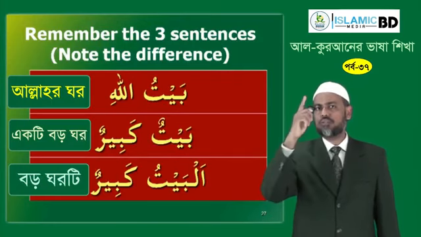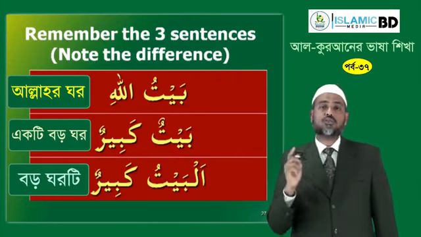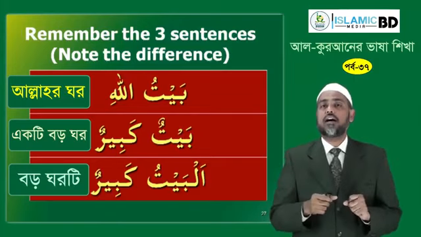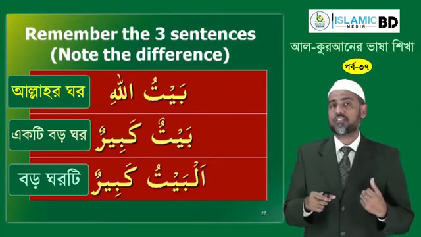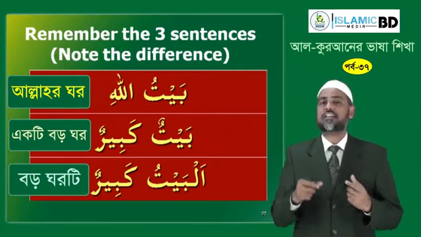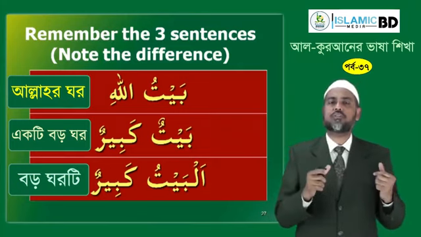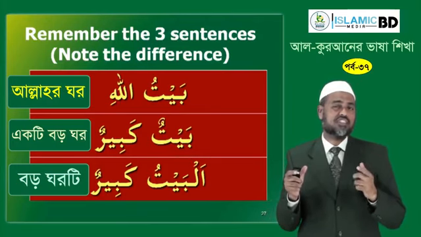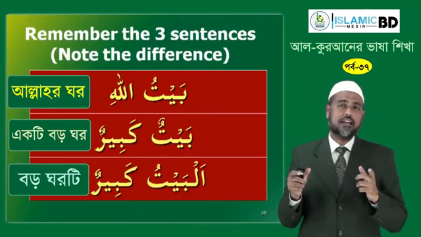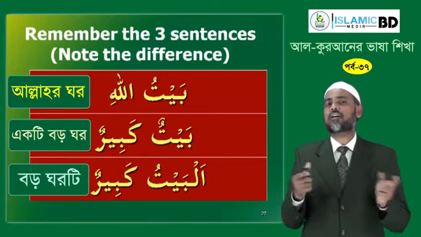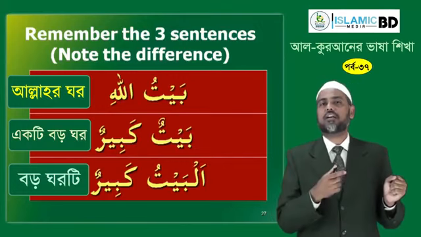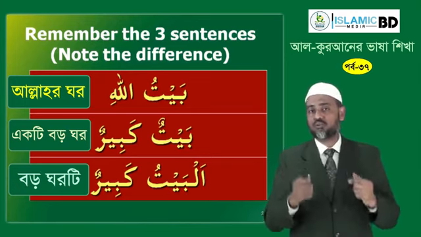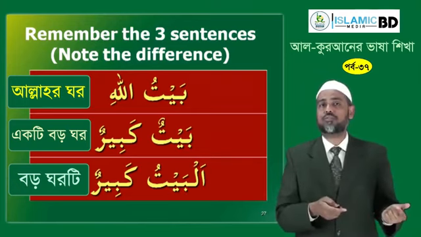Baytullahi, meaning house of Allah. Baytun kabirun, house big, a big house. And the third sentence, which you will study later on in more details, is al baytu kabirun, the house is big. So if you skip al there in the second one, then it becomes the house is big. But if you say al baytul kabir, it becomes the big house. Al baytul kabir is big house.